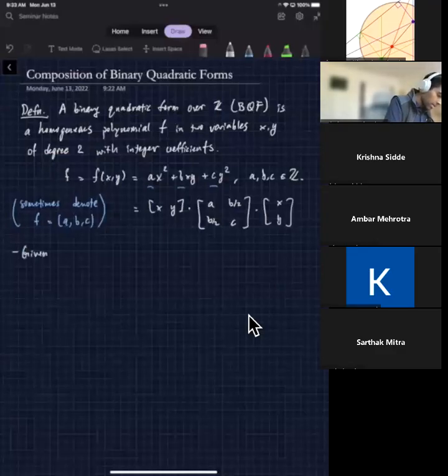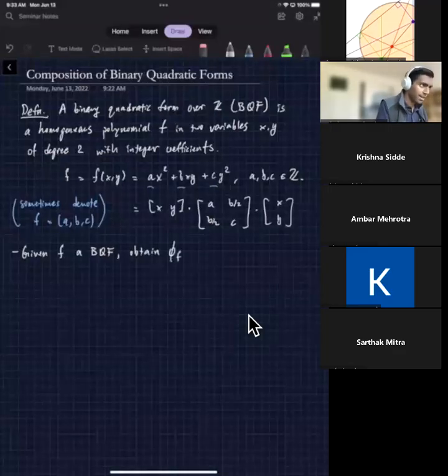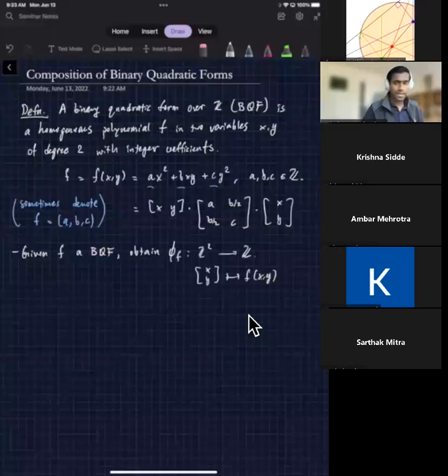Now, given f a BQF, we can think of it as a function. I'll denote this function by phi f. It's a function on pairs of integers with values in the integers. And this function simply takes a pair of integers, x, y, and it produces the integer f of x comma y. We can associate this function to a BQF.